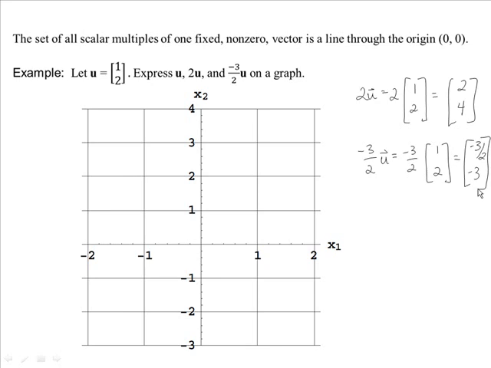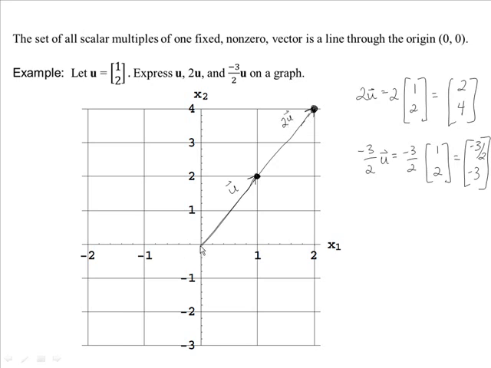So we want to look at what these look like graphed. First, let's graph u. We're at the point 1, up 2. So here's my point for u, and I'll draw my vector. So this was u. And then I want to graph 2u. So that was at 2, 4. So we're up here. And so if I draw it, we see we overlap u and continue on. And so then this is 2u.